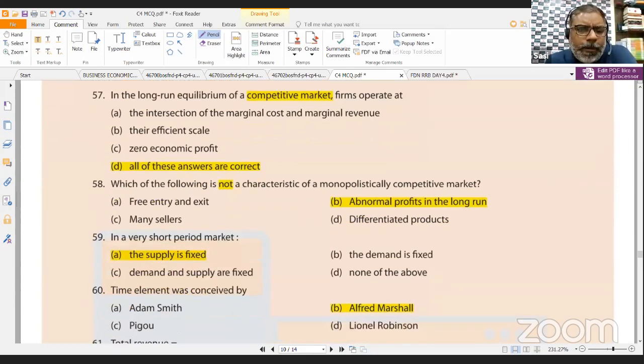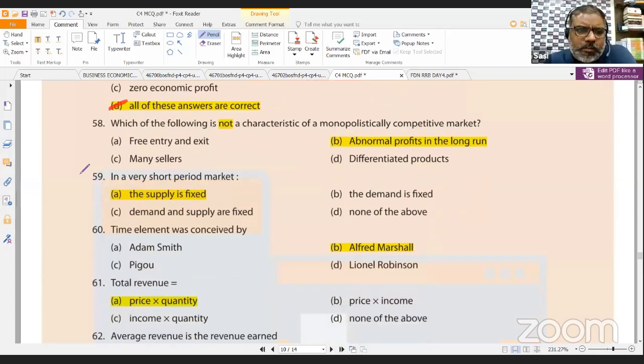Then 57th question. In the long run equilibrium of a competitive market, the firms operate where? At the intersection of marginal cost and marginal revenue? Yes. At their efficient scale? Yes. Zero economic profit? Yes. All of the above are correct. So, in the long run for a competitive market, everything will be equal. Marginal cost will be equal to marginal revenue, equal to average revenue, equal to average total cost. Everything will be the same. And zero economic profit will come in the long run. Nobody can get supernormal profits in the long run in a competitive market. So D is the correct answer for the 57th question.